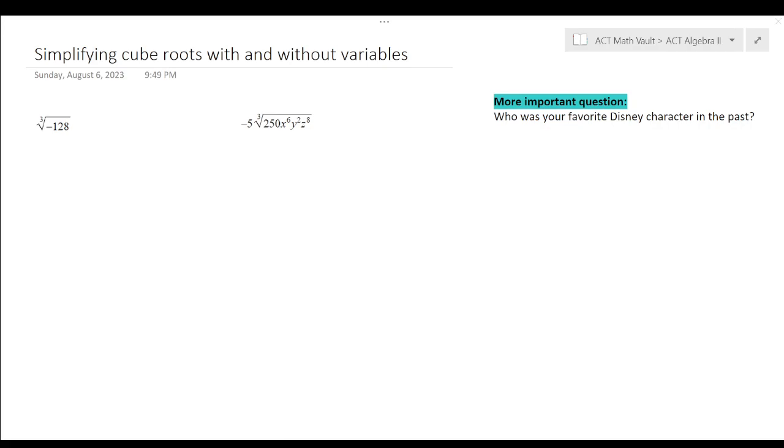Hi everyone, in this video I want to talk about simplifying cube roots with and without variables.